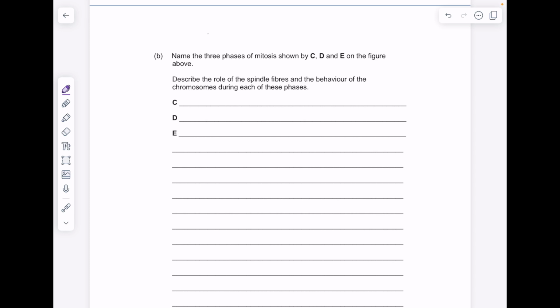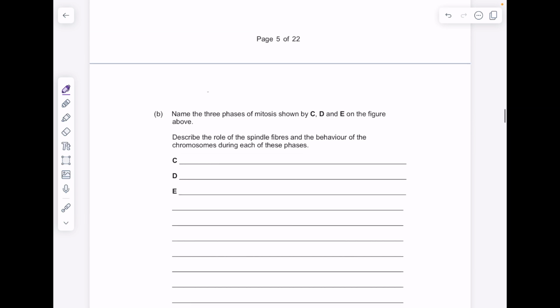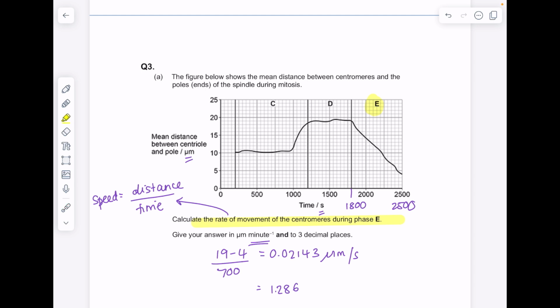Name the 3 phases of mitosis shown by C, D and E on the figure above. Describe the role of the spindle fibres and the behaviour of the chromosomes during each of these phases. So make sure you double check what the figure is showing you. It's the mean distance between the centromeres and the poles, the ends of the spindle during mitosis. Remember that this is your centromere, these are your 2 poles, and this is your equator.